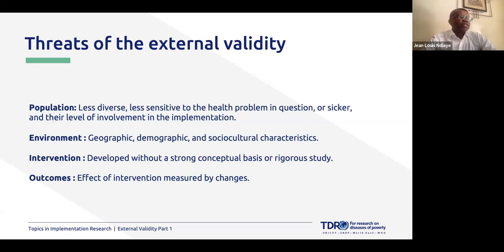If the choice is, for example, not random, for example, if you choose this area because it has one or two of these unique features. In the same vein, the intervention or strategy may be developed without a strong conceptual basis or rigorous studies that could delineate its core elements and mechanisms for a specific population. And finally, the intervention or strategy could be linked to single outcomes, so measuring the effect of an intervention by measuring the change in one parameter, in clinical outcomes, etc. And these are all threats that can really weaken the external validity.